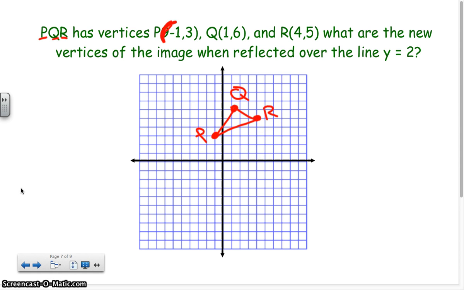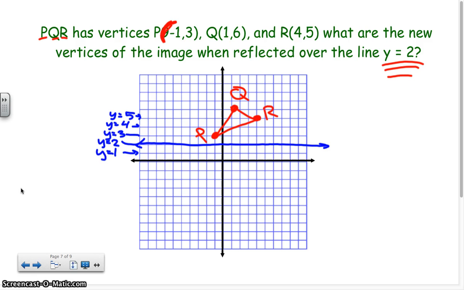Alright, now what am I going to do with this triangle? I want to know what are my new vertices of the image when reflected over the line y equals 2. This is where it's tricky because you don't know this line, y equals 2. So I want you to keep in mind that this line right here would be y equals 1, this is y equals 2, this would be y equals 3, y equals 4, y equals 5, and it continues up like that. So a line at y equals 2 would be a line right here, okay?